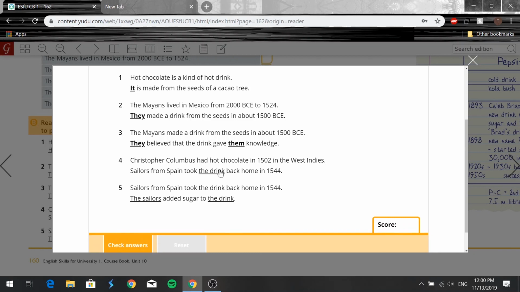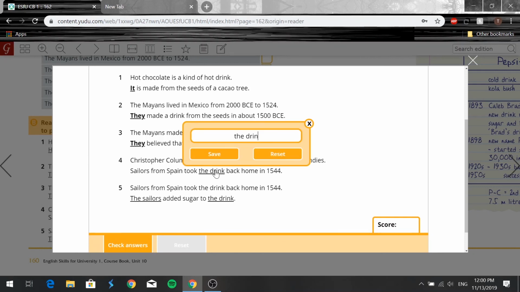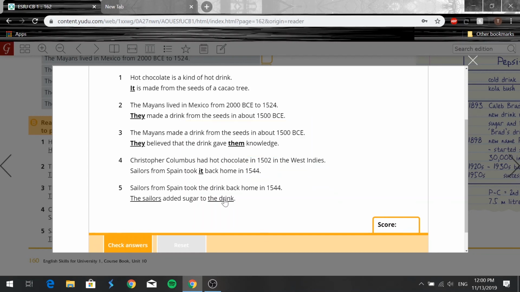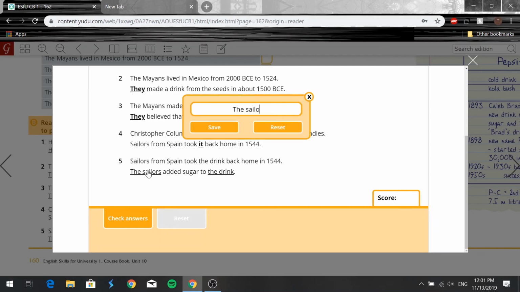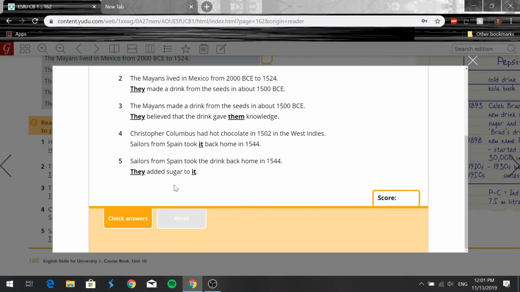Christopher Columbus had hot chocolate in 1502 in the West Indies. Sailors from Spain, we want to change the drink here to a pronoun, so I'll say it. So, sailors from Spain took it back home in 1544. Then we have 5. Sailors from Spain took the drink back home in 1544. The sailors added sugar to the drink. I'm going to change the sailors here to they, and the drink will be referred to as it. They added sugar to it.